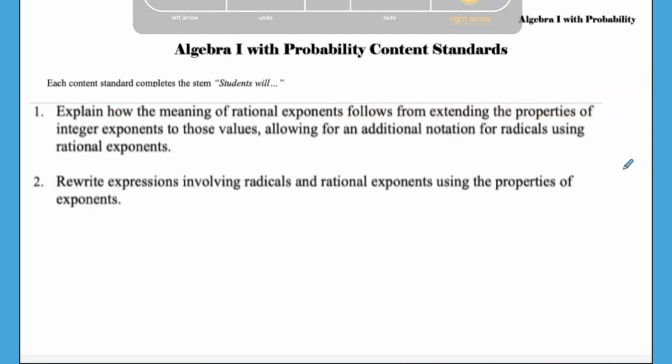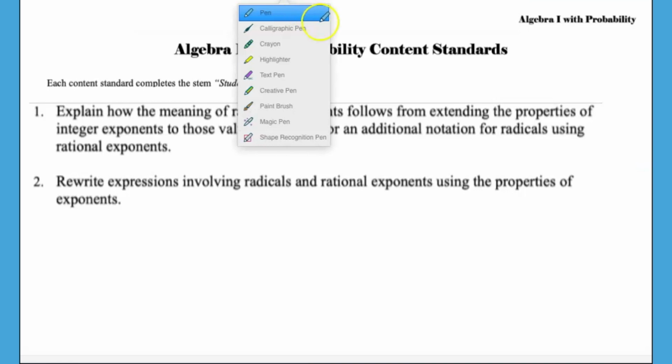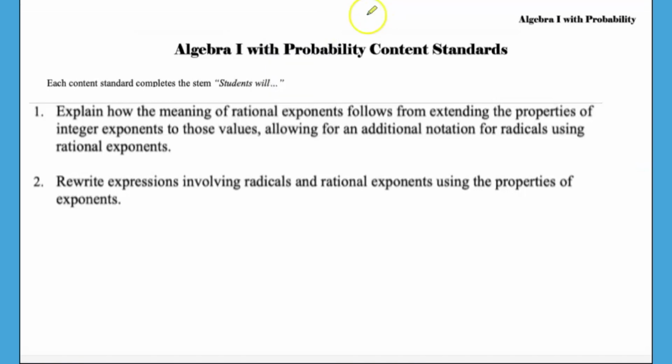So with Algebra 1, with probability, there are 2 content standards dealing with rational number exponents. This lesson hits both of these, so we are rewriting expressions involving radicals and rational exponents using the properties. So that's what we did down at the end, and we're explaining the meaning of rational number exponents. And this also builds on what they have done in 8th grade when they looked at exponent rules with numerical expressions. So this has been a preview of the rational number exponents lesson.